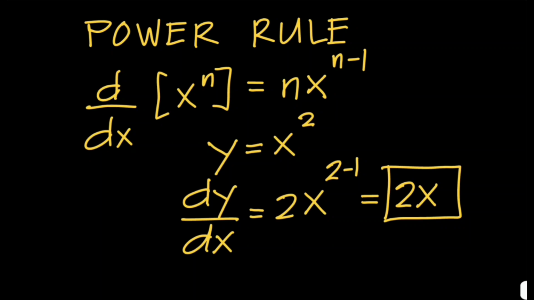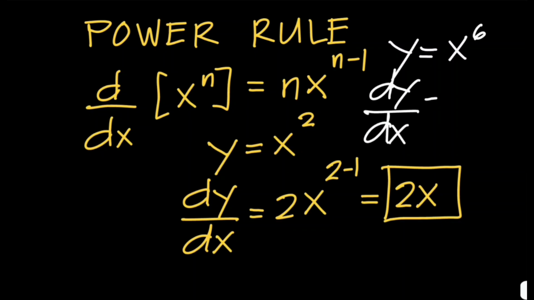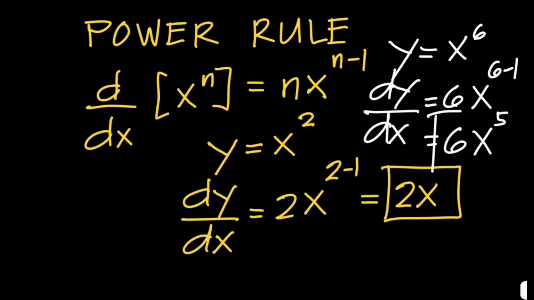Now let's say we're given the function y equals x to the 6th. So the derivative of y here with respect to x is equal to 6x to the 6 minus 1, or 6 times x to the 5th.